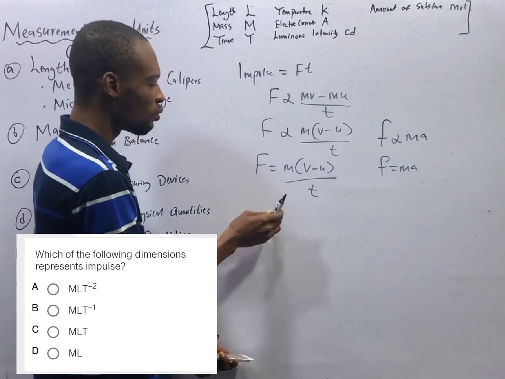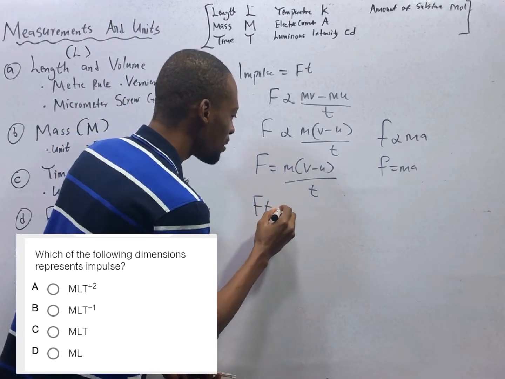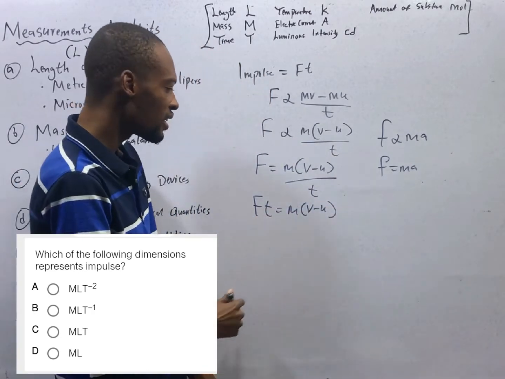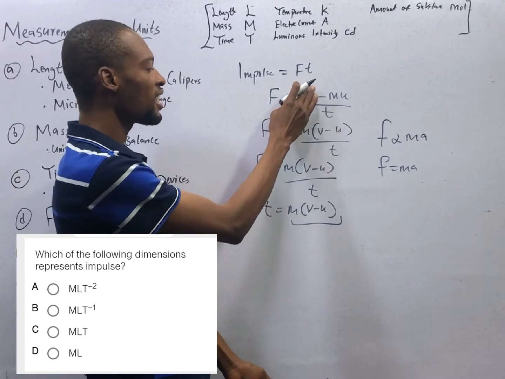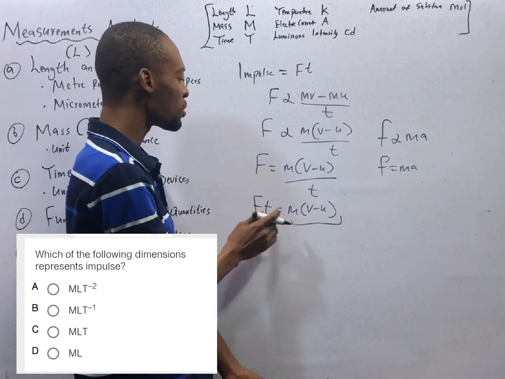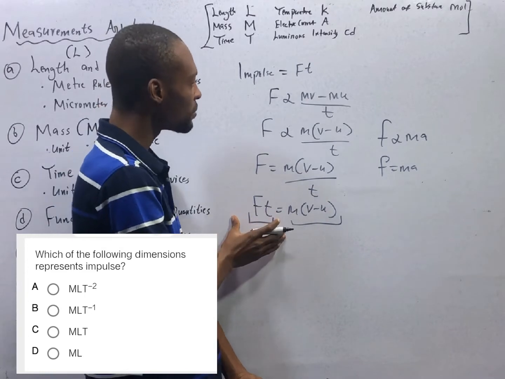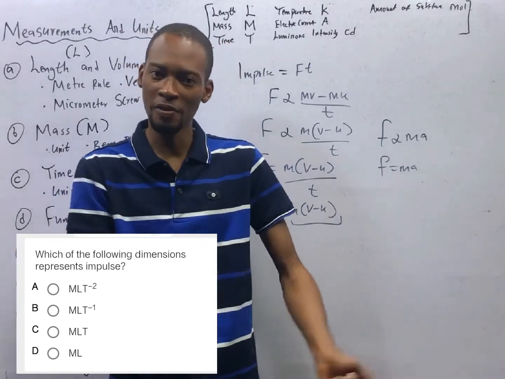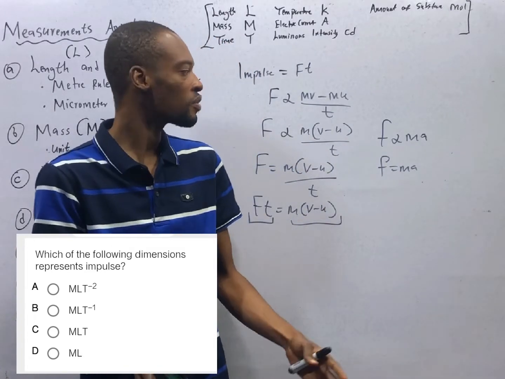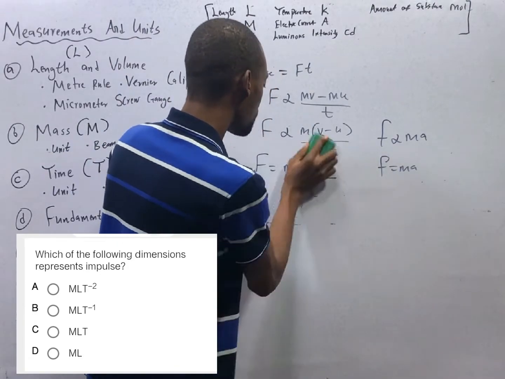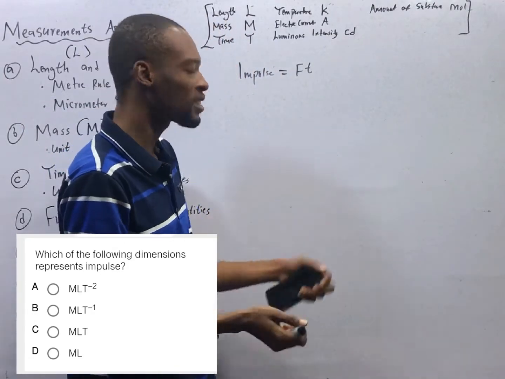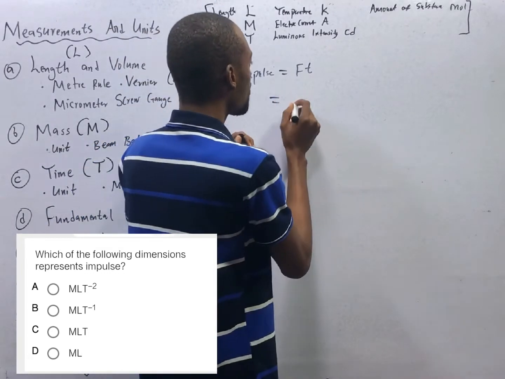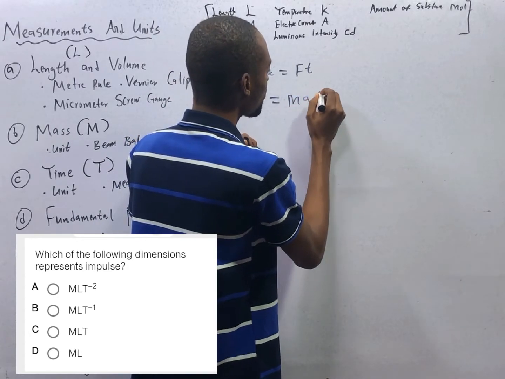Now from here, when you cross multiply, force times time is equal to mv minus mu. Here is change in momentum, which is final momentum minus initial momentum. Change in momentum is equal to force times time. So this force times time is referred to as impulse. Impulse is usually defined as a large force acting over a very, very short period of time. So add this to your dictionary. Impulse is force times time, which means that force is mass times acceleration. So this is mass times acceleration times time.